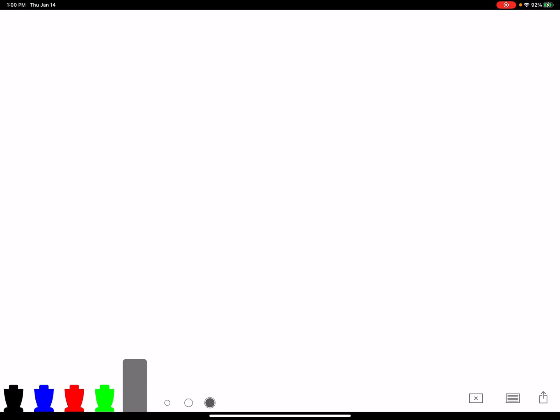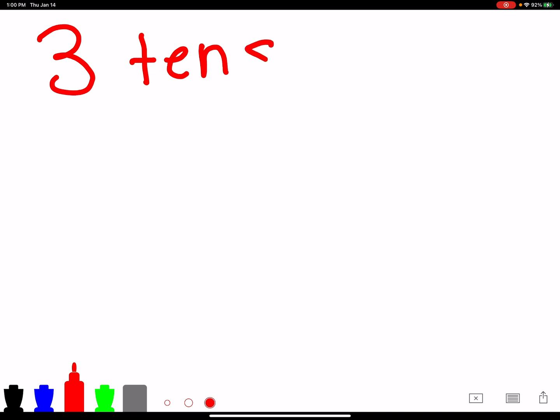Last time we briefly discussed place values, so I'm going to go over it more with you a little bit today. So if I was to ask you guys, how would you write a problem with 3 tens and 7 ones? How would you write that number?